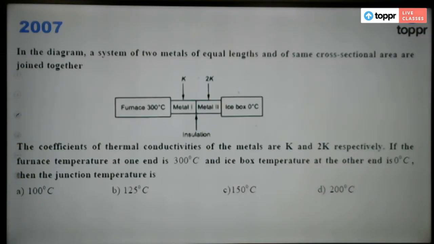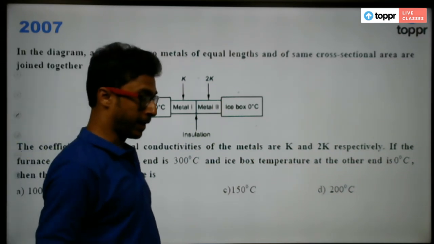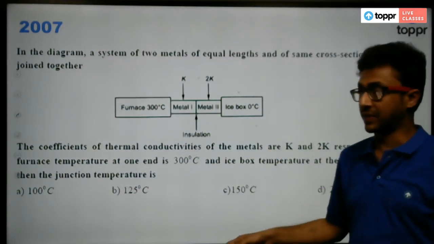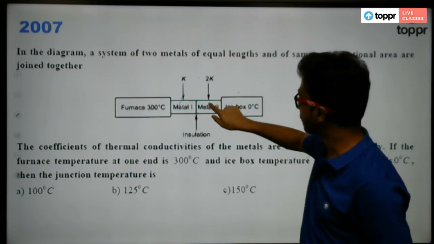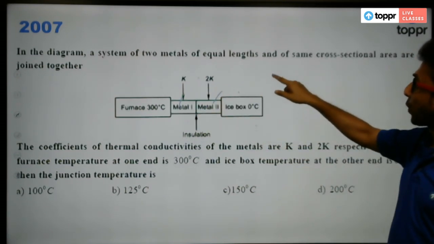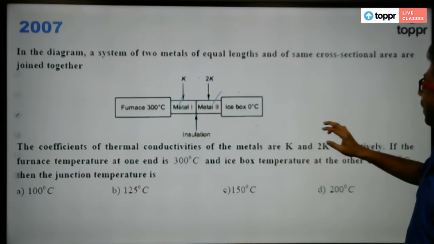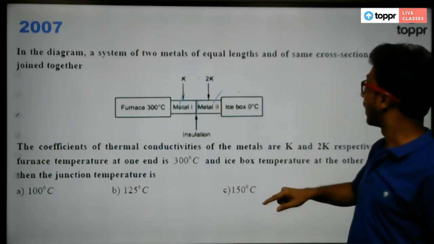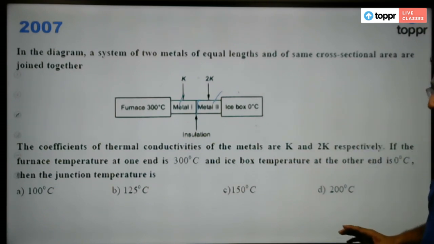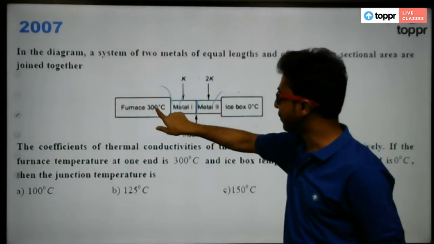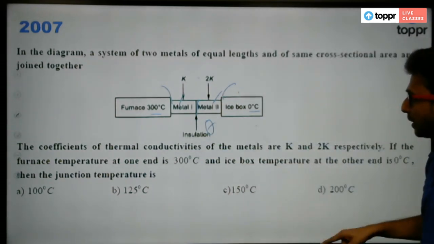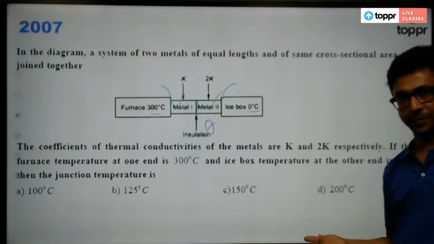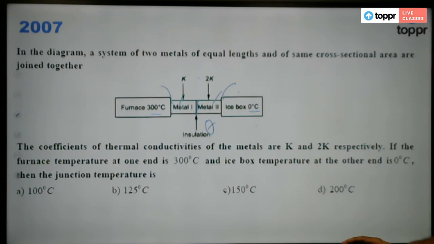Okay. Now I think this will be the last question for today, as we are already almost out of time. This question is on thermal conductivity. See, in the diagram, a system of two metals, this one and this one, of equal lengths and the same cross-section area are joined together. This is 300, this is 0. We have to find out the temperature of the junction. This is a very simple application of the formula.